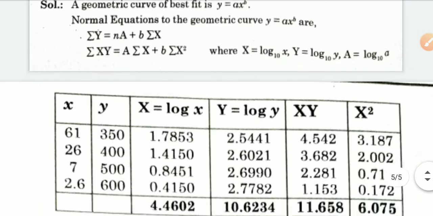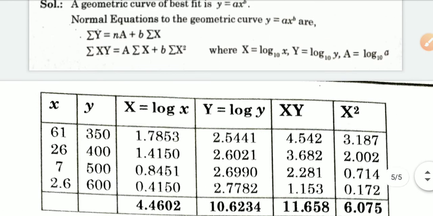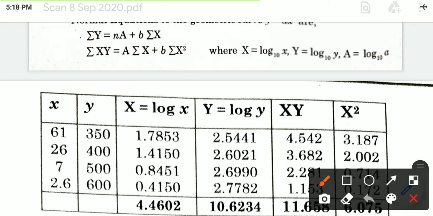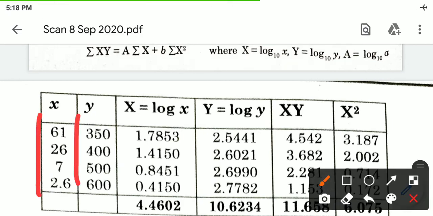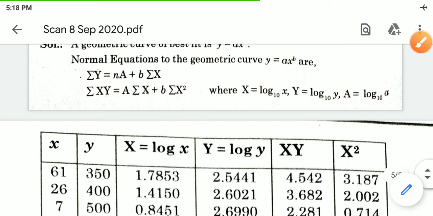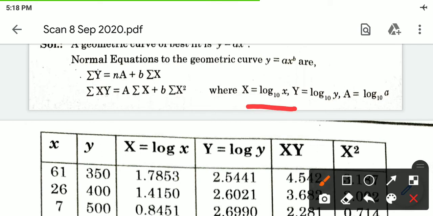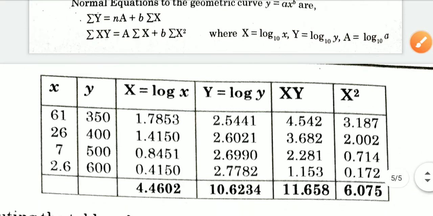For that, we want to draw the table. First of all, you have to write the values of x and y as given in the example. For that, you have to find log10 x. So press the log button and 61, you get log10 x. It is 1.7853. Similarly, all the values and the sum of them is summation capital X.